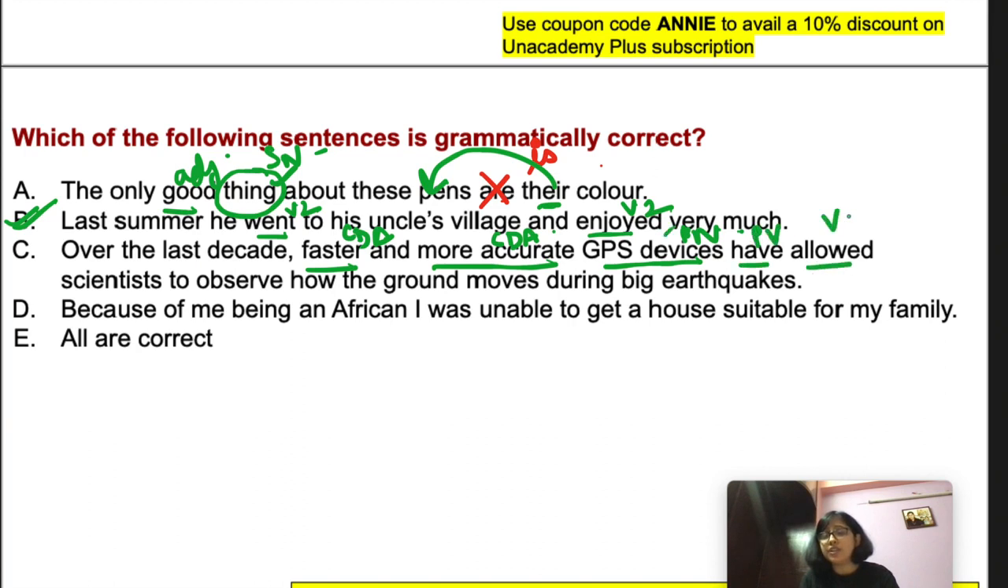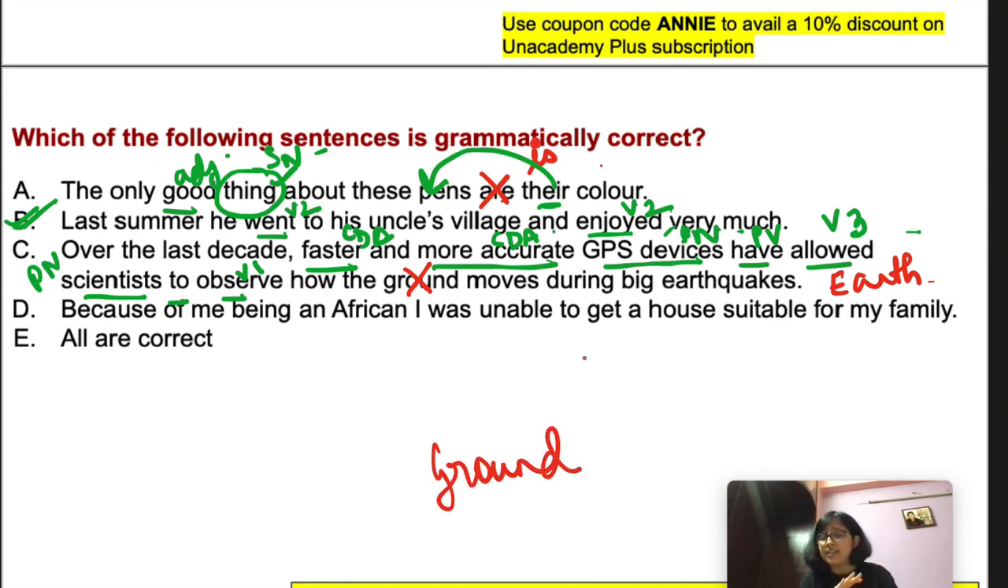Have plus V3, allowed. Scientists, allowed whom? Scientists, plural noun. To observe, to plus V1, infinitive. To observe how the ground moves during big earthquakes. Now here the usage of the word ground is incorrect. Here the correct word would be earth. How the earth moves during big earthquakes. Earth. Okay, ground means what? Ground means the surface. The ground is a surface. But earth is the planet.